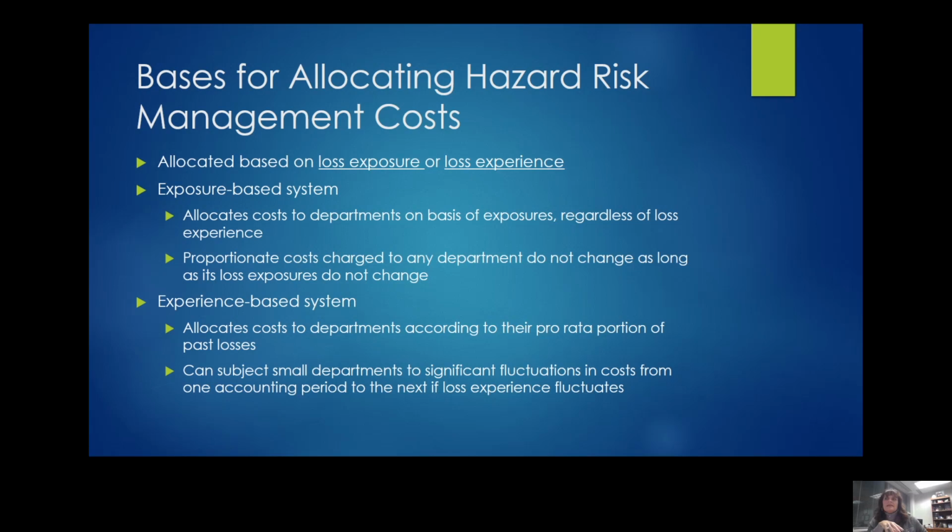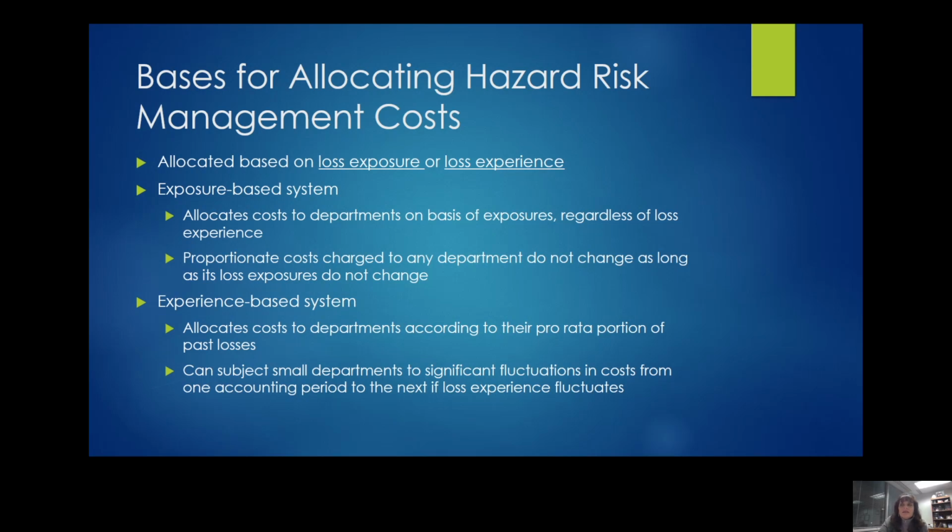An exposure-based system allocates costs regardless of what your loss experience is. So it's going to say, because you have a lot of property value, I'm going to have to charge you more because you have that potential exposure. And the charges to the departments don't change as long as the loss exposures don't change. Now, that can happen in a year and quickly. You may have decades with no losses, and all of a sudden you have some. So it's hard to predict.